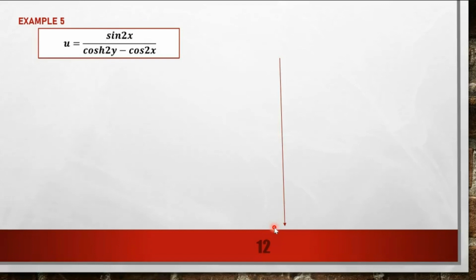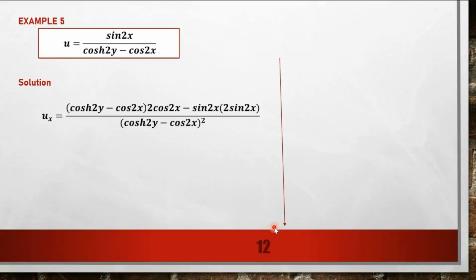U is equal to sin 2x upon cos h2y minus cos 2x. सबसे पहले हमें निकालना है ux. तो मैंने यहाँ पे u by v अप्लाई किया है मेथड. ठीक है, इन द प्रीवियस प्रॉब्लम we had applied u into v. Now I'm applying u by v. तो v du, denominator into the derivative of the numerator, और v into du.